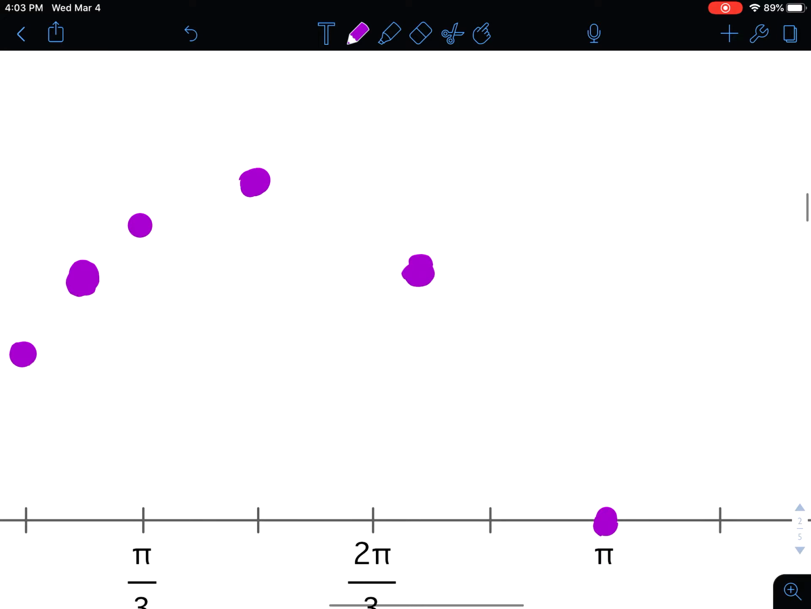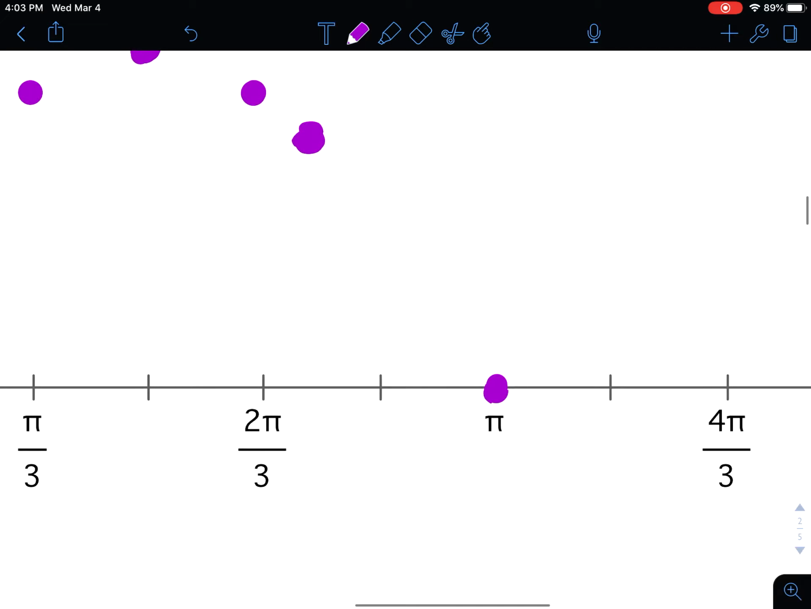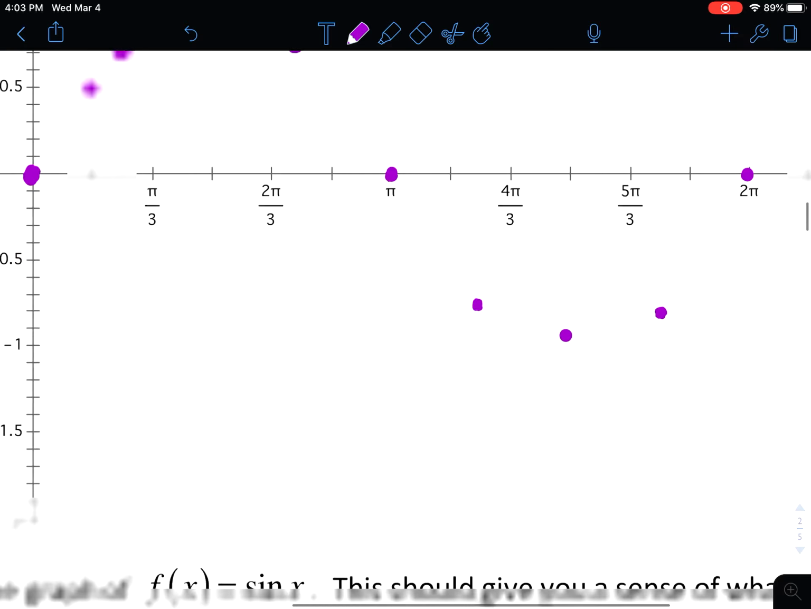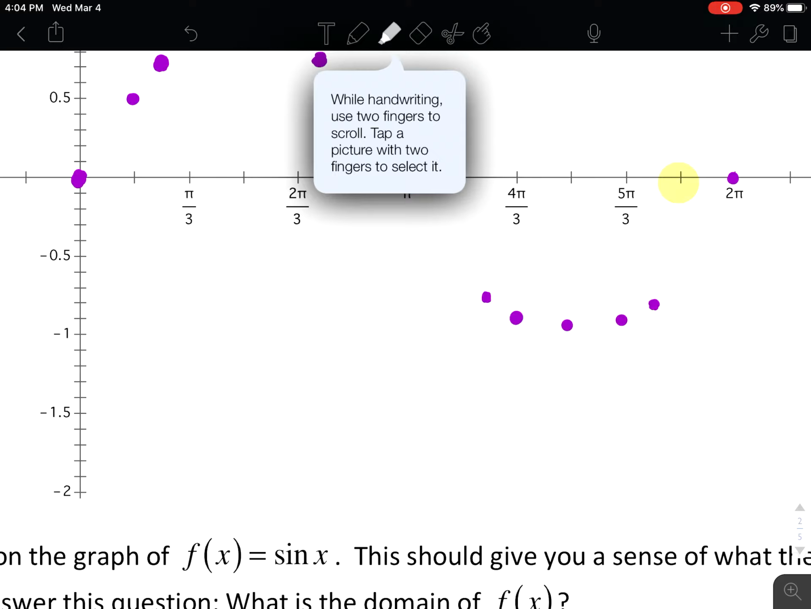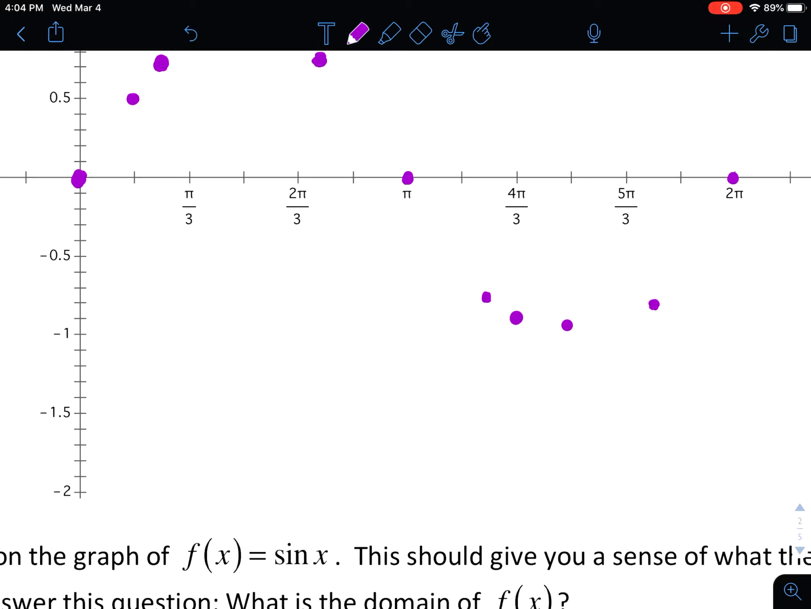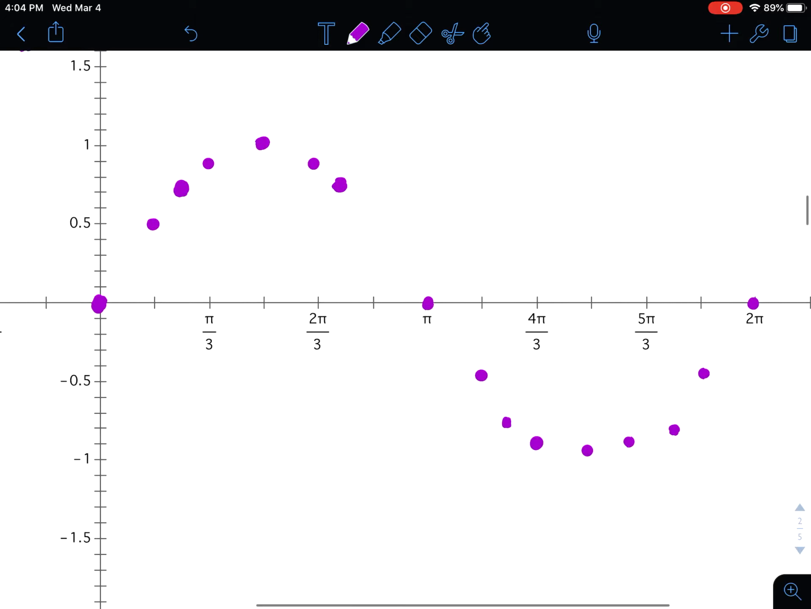And then the same will be true for 2 pi over 3. Again, about 0.866. Something like 4 pi over 3 is going to be negative 0.866. The same will be true for 5 pi over 3, negative 0.866. And then for 11 pi over 6, which is over here, we'll be back at negative 1/2. The same will be true for 7 pi over 6, etc., etc.